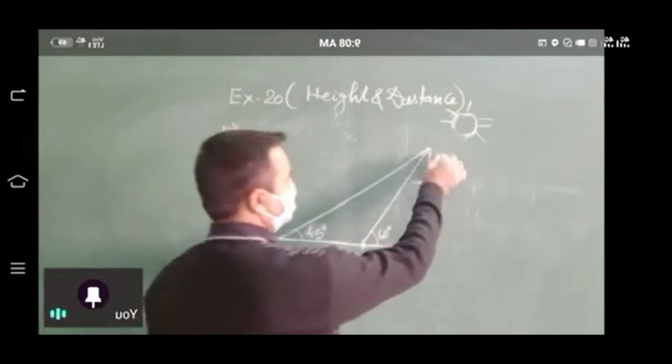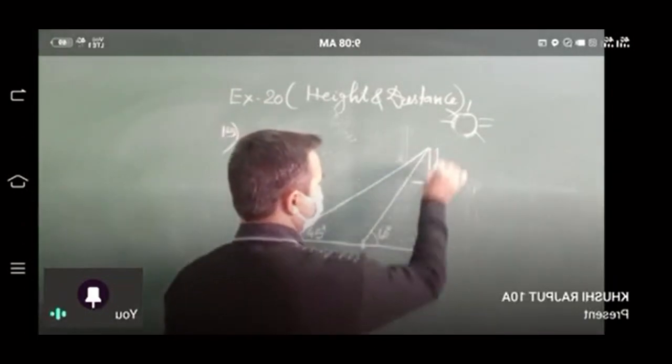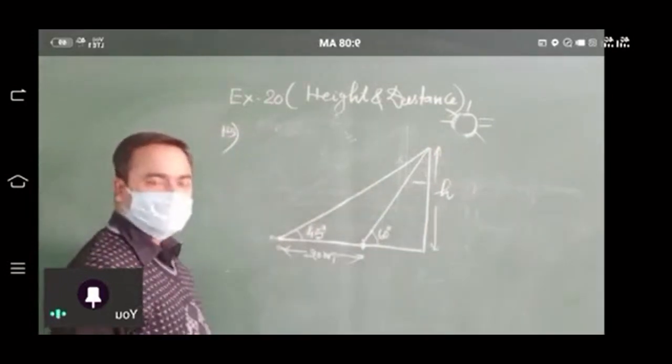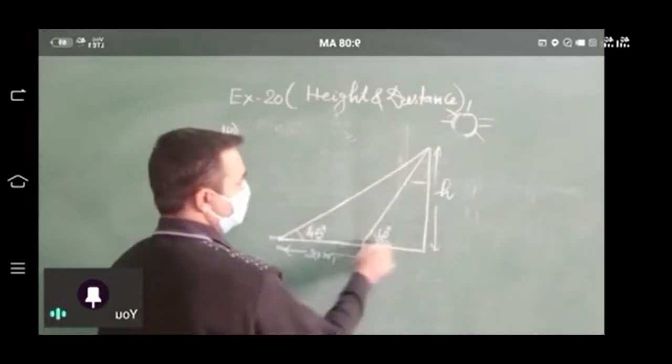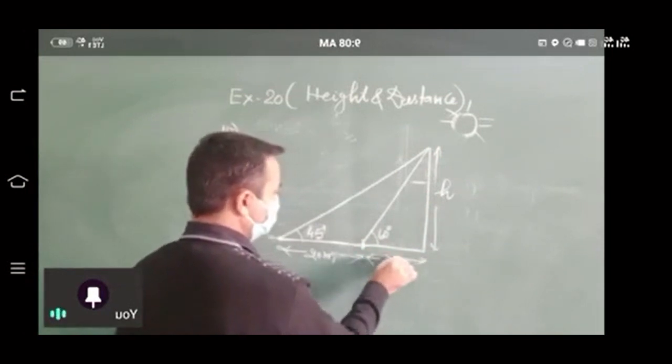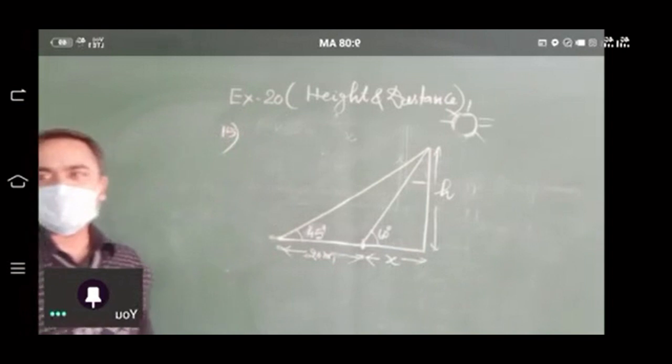So suppose that the height of this tower is h meter. So if you are taking this right angle triangle, there is no base given. So consider this as x. Now here how many triangles are there?